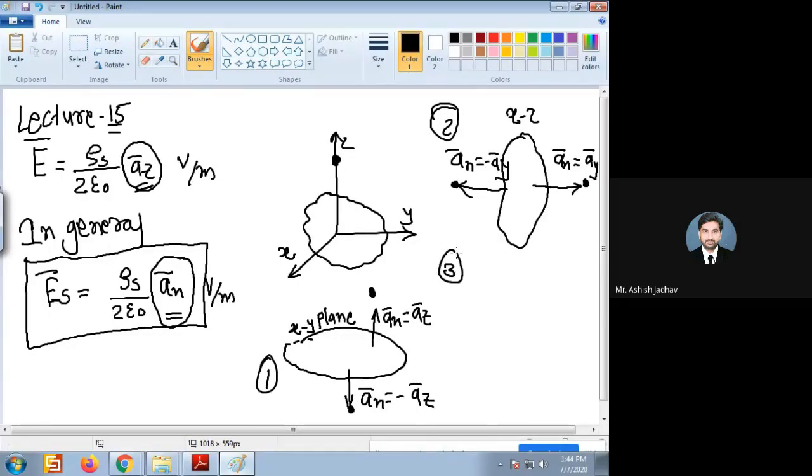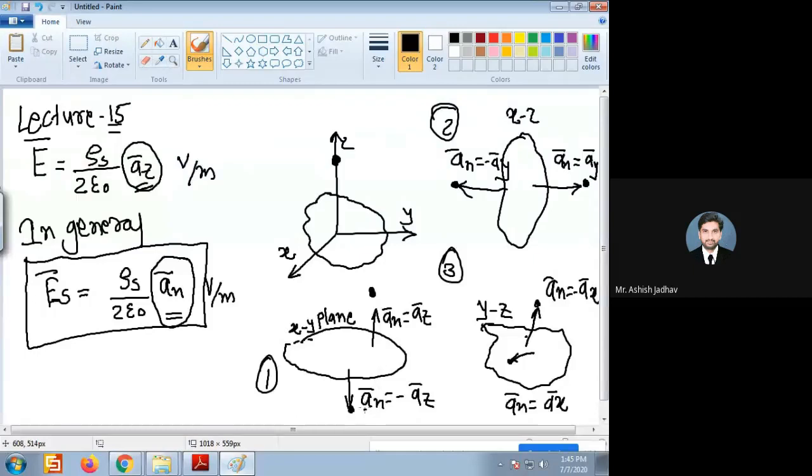And the third scenario: if the surface is placed on, let's say, the yz plane. This is the yz plane, right? If the point where we want the electric field intensity is on the positive side, then A bar n will have value equal to A bar x. And if the point is here, and you want the electric field intensity at this point, then A bar n will be equal to minus A bar x, right?